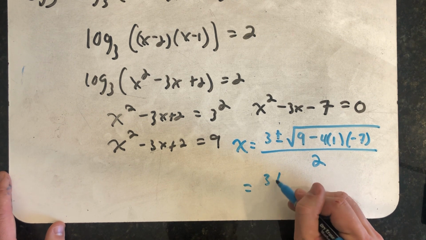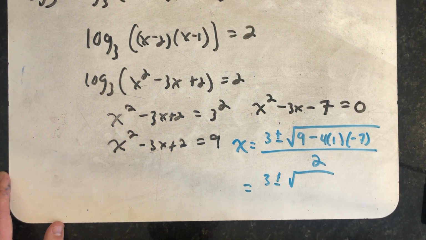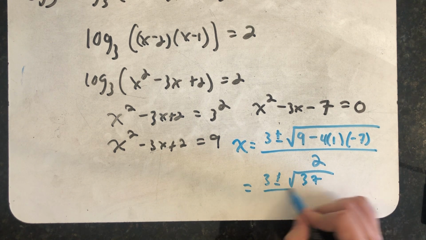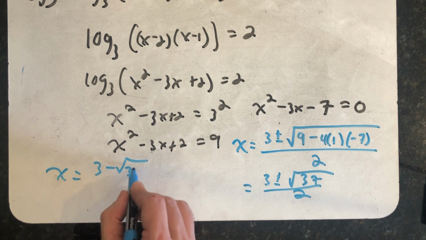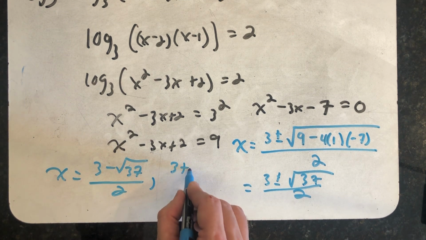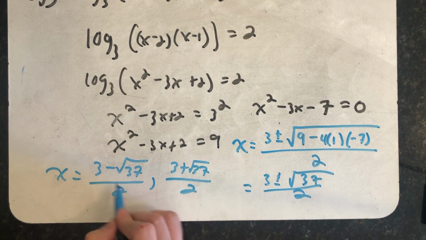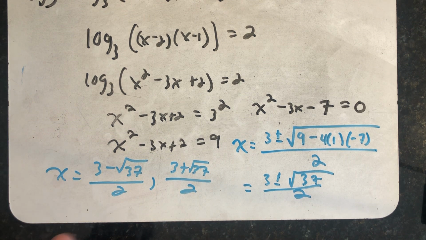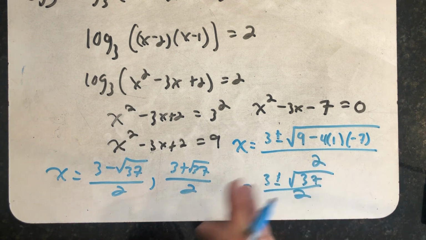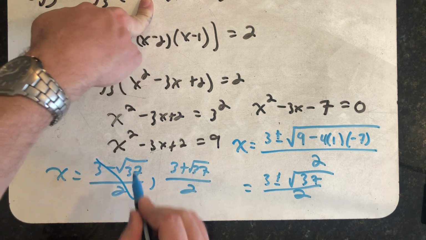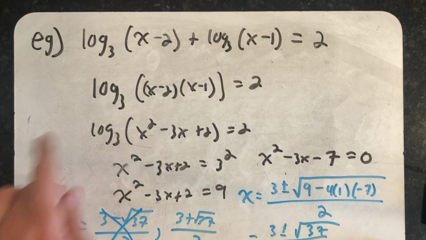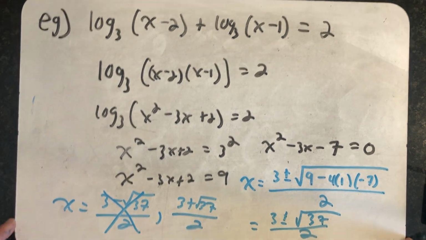So let's see, 3 plus or minus the square root of 9 plus 28, which is 37, all over 2. So right now it seems that I have two solutions, 3 minus the square root of 37 all over 2, and 3 plus root 37 all over 2. Well, the square root of 37 is larger than 6, so this is 3 minus a number larger than 6. This is a negative value. So if I take a minus 2 away from it, it's still negative. That can't possibly be a solution. It's not in the domain of that logarithm that we started with there.